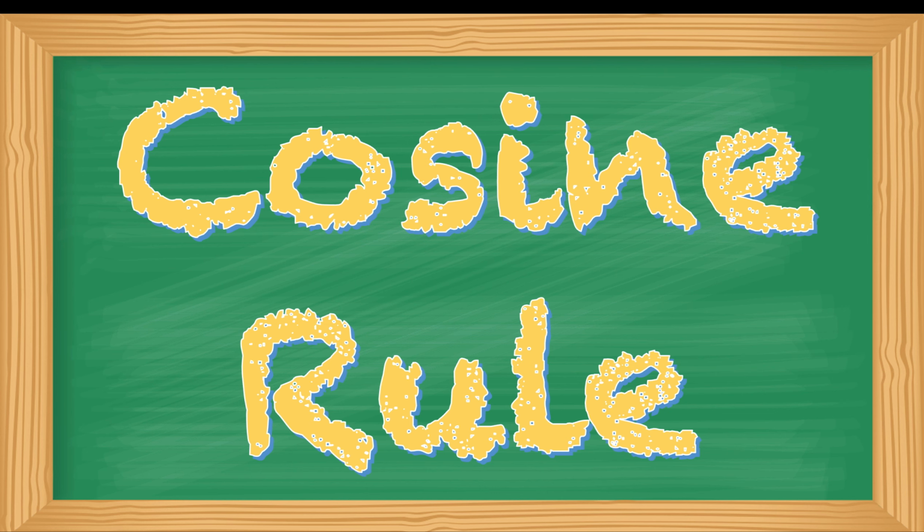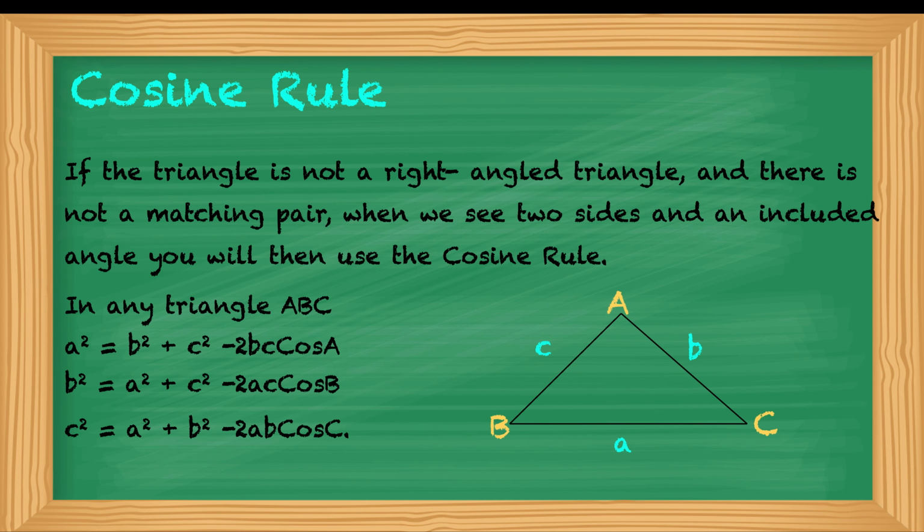Now for today's video, we'll be looking at cosine rule. But before we get into this video, if you have not watched our video on sine rule, I want you to pause this video, go ahead and watch that video, and then come back to finish watching this video. Now for sine rule, if the triangle is not a right angled triangle and there is not a matching pair, when we see two sides and an included angle, we will use the cosine rule.